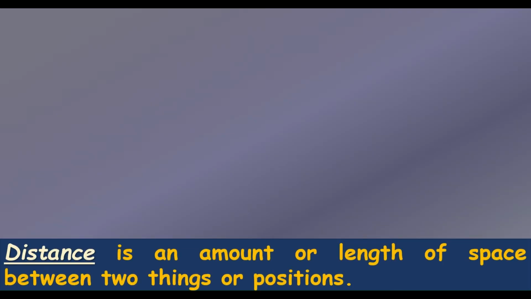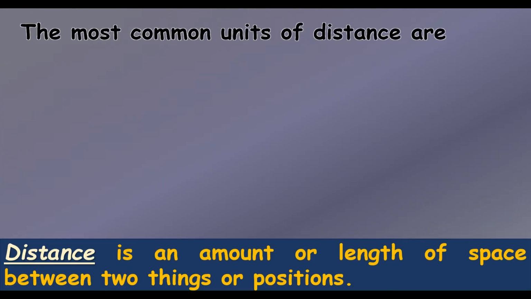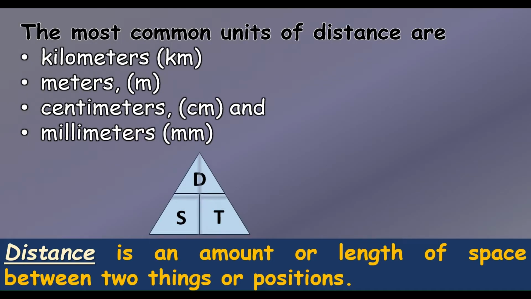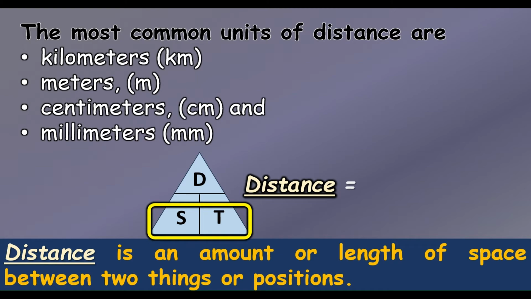But let's define first what is distance. Distance is an amount or length of space between two things or positions. In the metric system of measurement, the most common units of distance are kilometers, meters, centimeters, and millimeters. Either speed, distance, or time can be computed using the following equation. The formula to solve distance is speed times time.